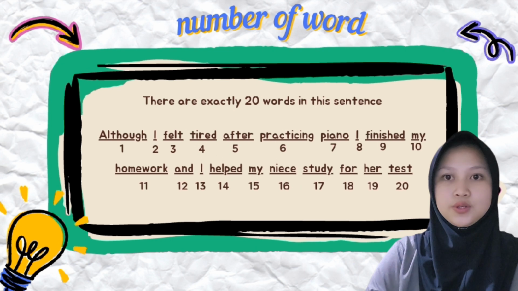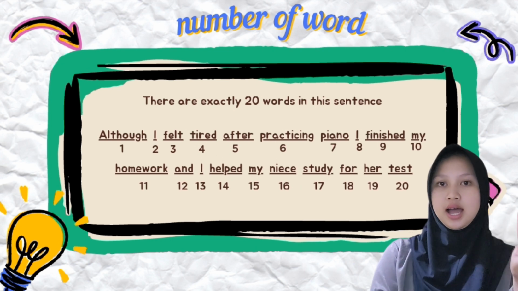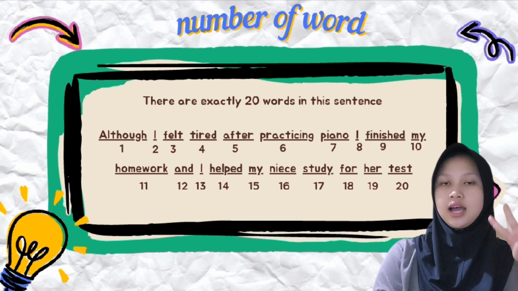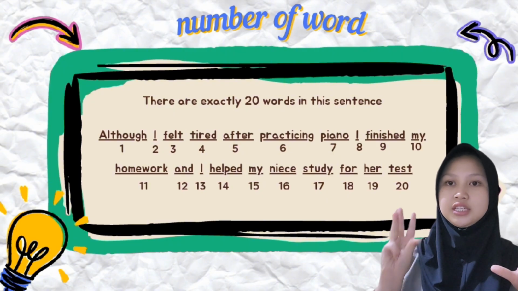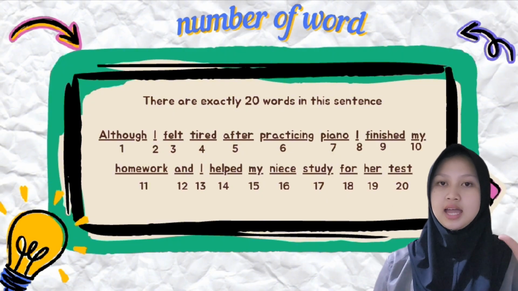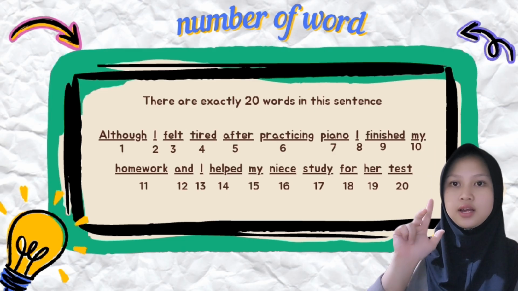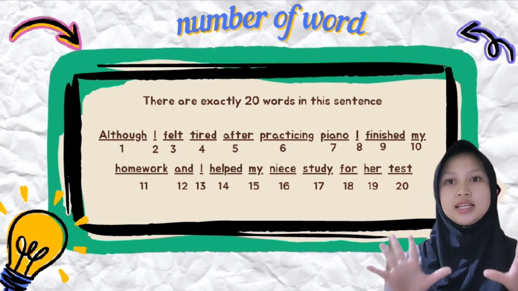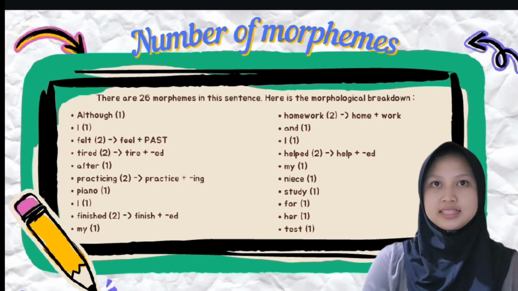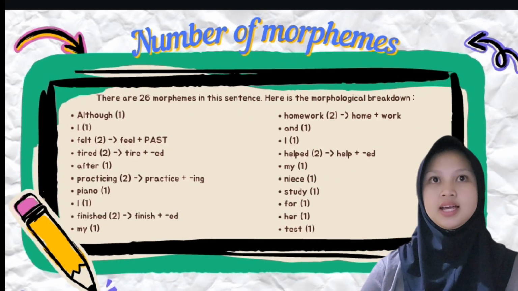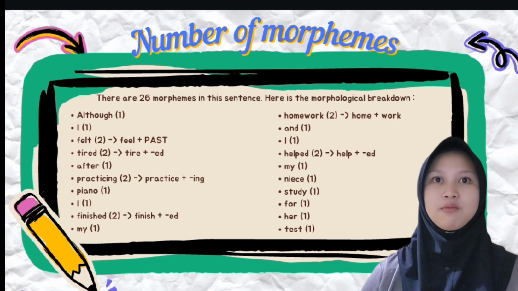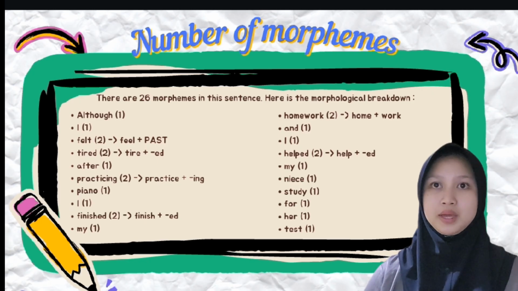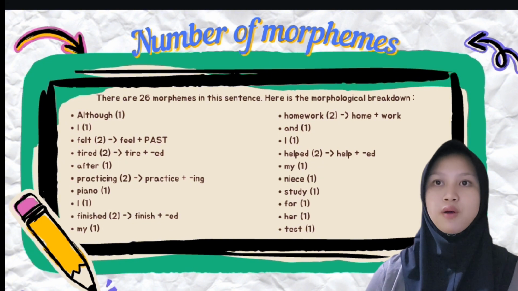So let's count together. Although I felt tired after practicing piano, I finished my homework and helped my niece study for her test. It's exactly 20. Let's discuss the number of morphemes. A morpheme is the smallest meaningful unit in a language. Some words consist of only one morpheme, while others contain more than one.